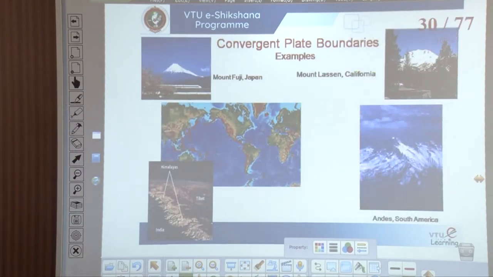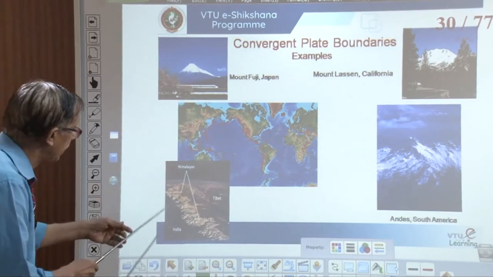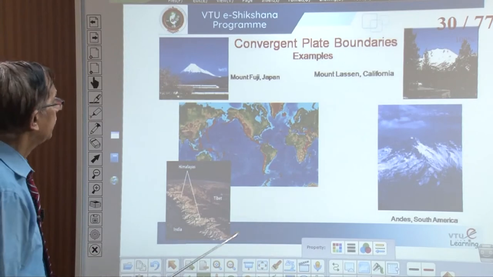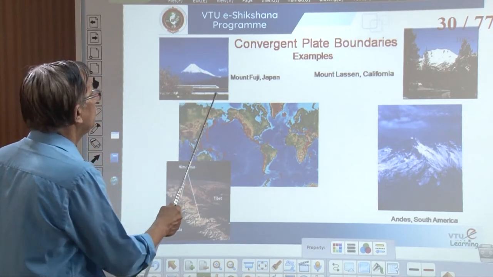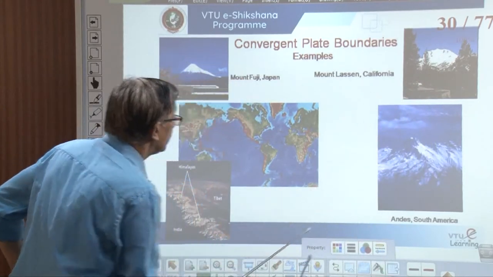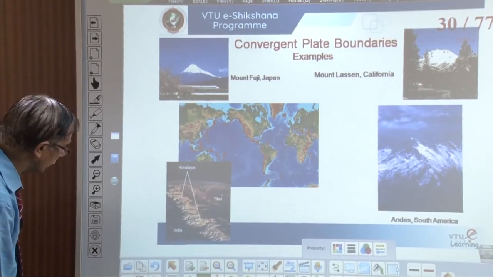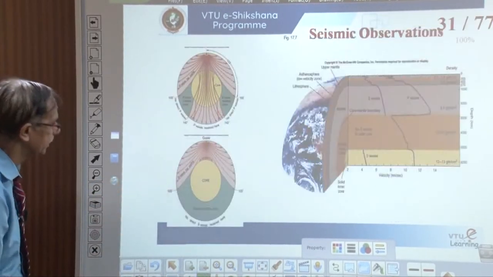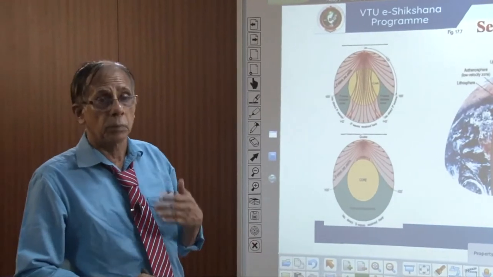Yes. There are many convergent boundaries. Just now I showed a divergent example. In the previous slide, I showed India, this South India, with the Tibetan plate collided, and we have the Himalaya developed. And wherever we have volcanoes, such as Mount Fuji in Japan, California, and South America, these are all places where we do have volcanoes at convergent plate margins. Now, with this basic idea, we have understood why plate margins are active.